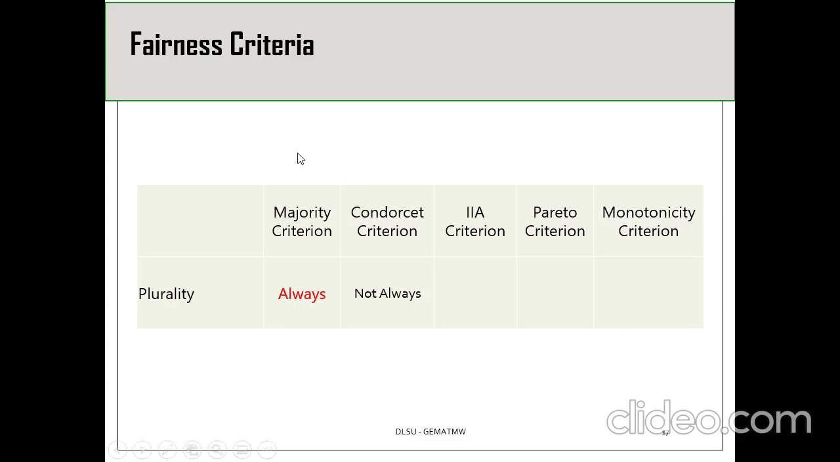Okay, welcome back to our discussion on social choice theory. In this video, we will scrutinize the plurality under IIA, Pareto, and Monotonicity.